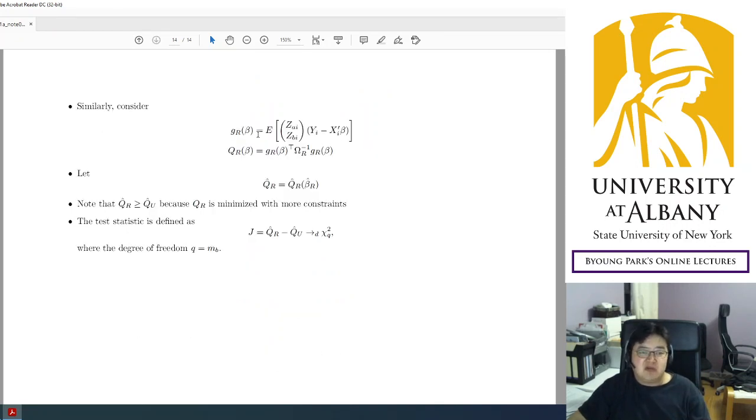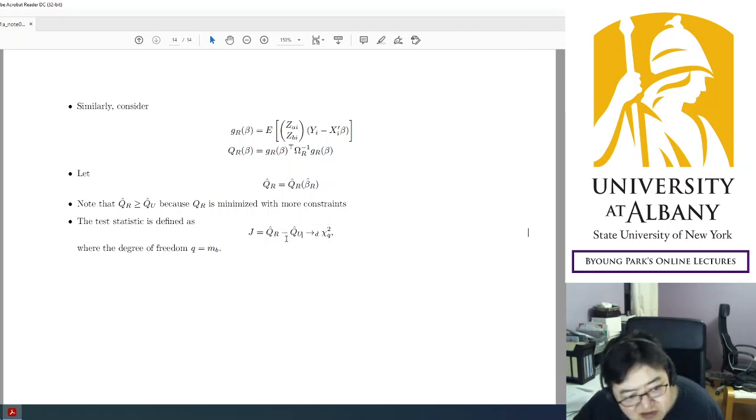And similarly, if you use additional instruments like this, define the criterion function in the same way, following the GMM method, and then minimize the GMM criterion function. And then, as you know, the unrestricted model will have a smaller minimum because it's unrestricted. You are using fewer restrictions, so our test statistic is defined this way.